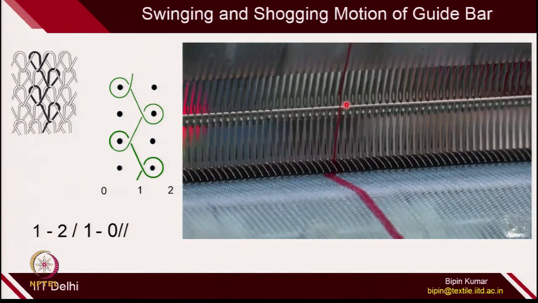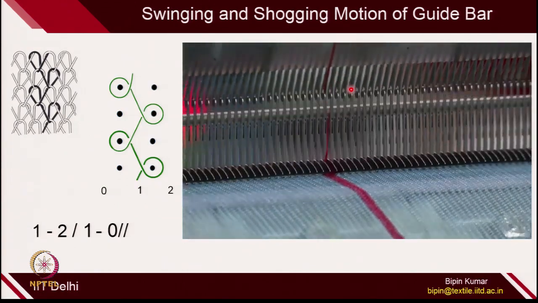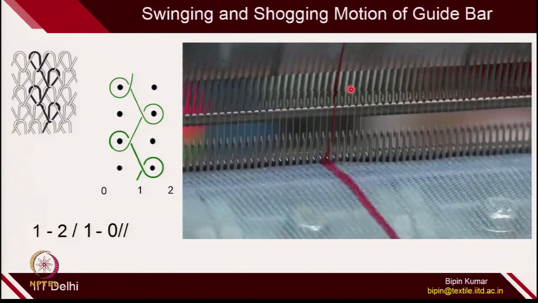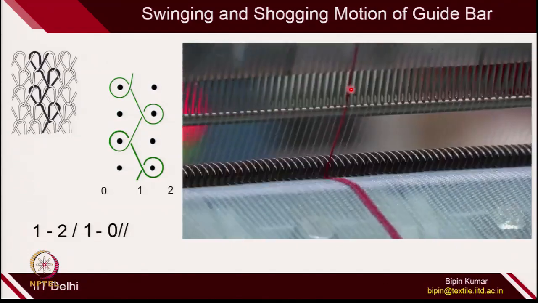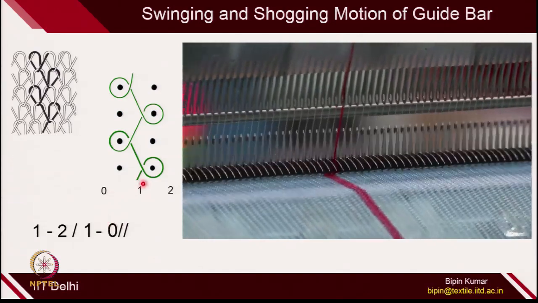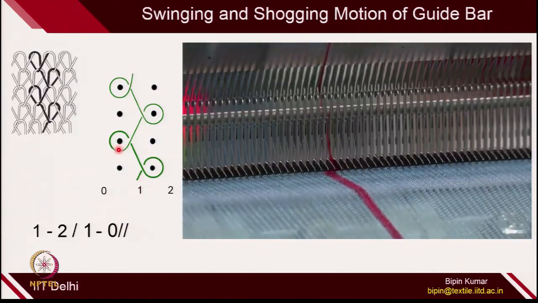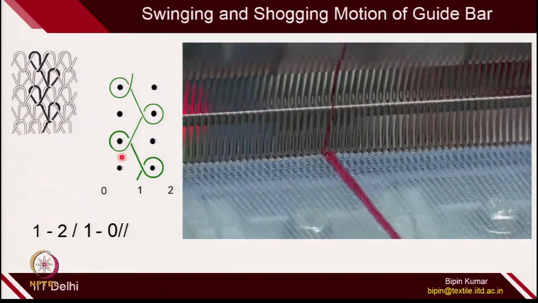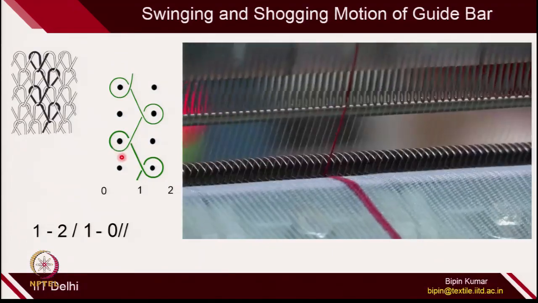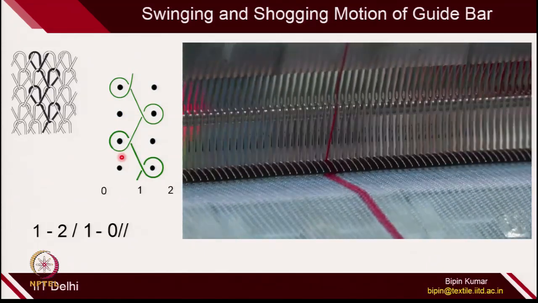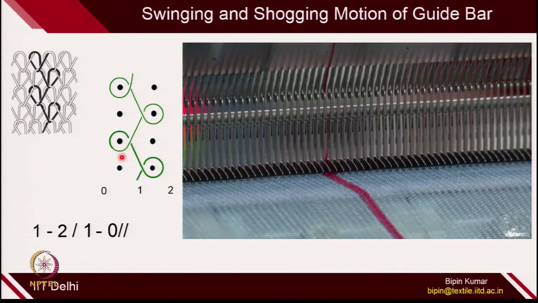If you carefully follow the guide which is carrying the red yarn, you can easily see that first it is giving yarn to the right needle, and then in the next course it is giving yarn to the left needle. You can carefully see in this video how the guide bar is switching with the help of sagging motion from one needle to another needle.